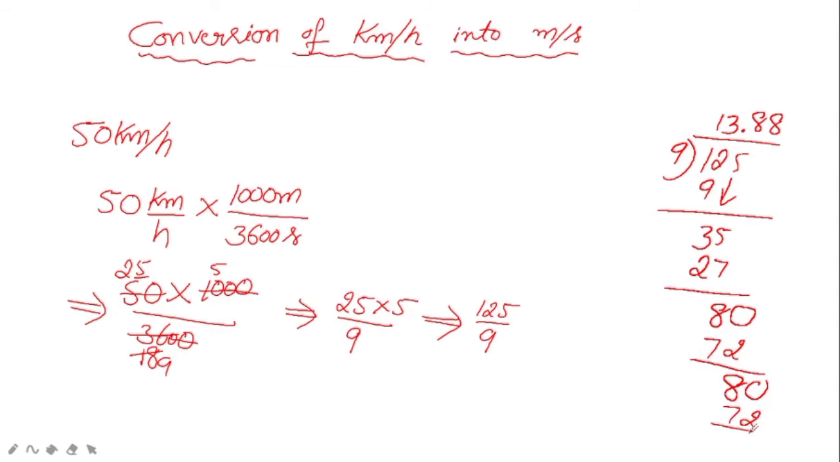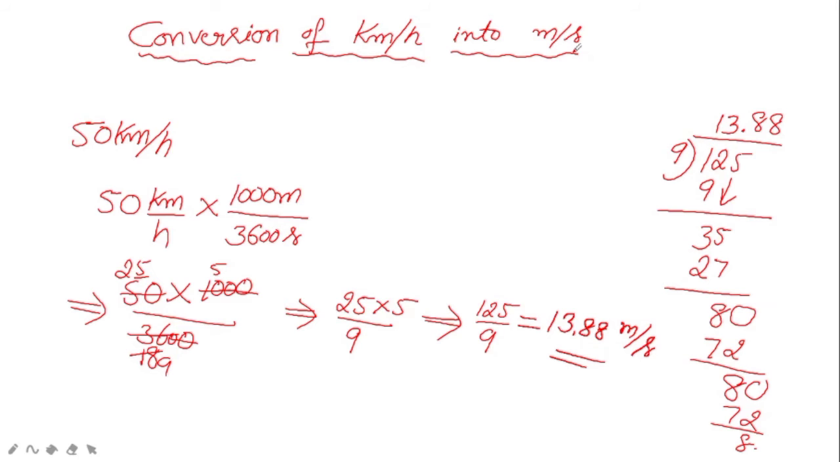So this number goes on, right? So the answer we got is 13.88. So 125 by 9 is equal to 13.88. This is meter per second, because we have converted this 50 kilometer into meter and hour into second. So this is the way of converting kilometer per hour into meter per second. Have you all got it?